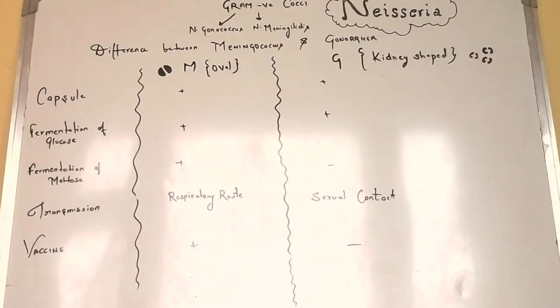Friends, today we are going to talk about a topic related to microbiology, gram-negative cocci, and we'll talk about the differences between meningococcus and gonococcus. And let's first talk about the morphology of meningococcus, since these are species of the genus Neisseria.